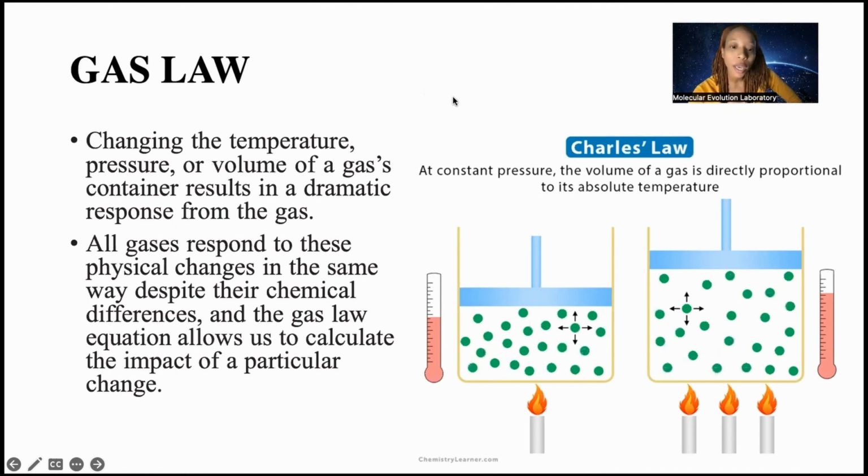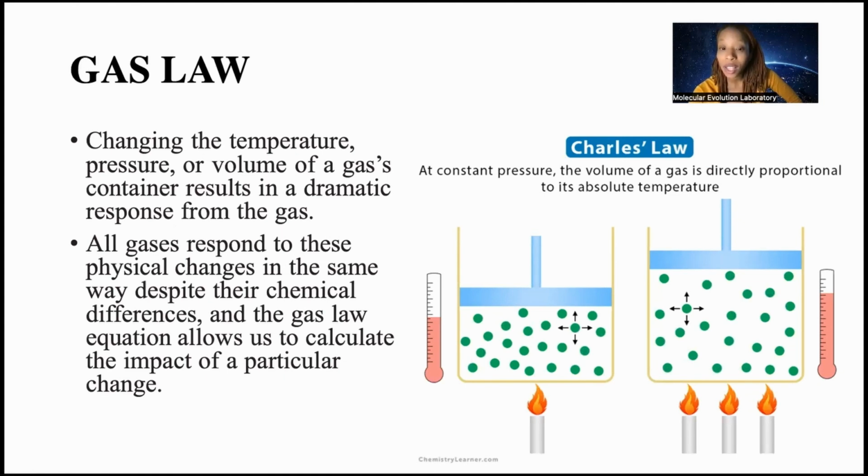If you change the temperature, the pressure or volume of a gas container, it will result in a dramatic response from the gas. All gases respond to these physical changes in the same way despite their chemical differences, and the gas law equations allow us to calculate the impact of a particular change.